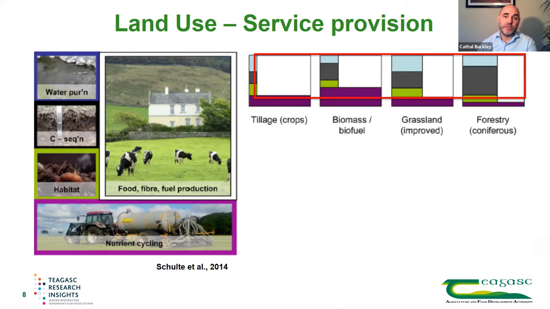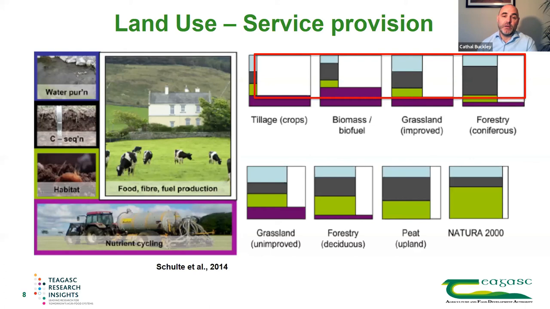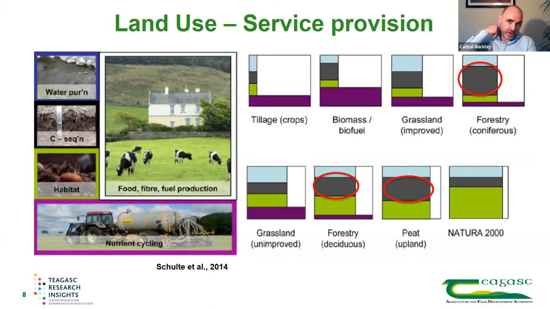So you can see there's a lot of white in those graphics. So these soil types and land uses tend to be better at providing the food, fuel, and fiber element of the goods and services, whereas others, for example rough grazing or native forestry or peatland or nature, have that green there. So they tend to be better at providing more habitat provision than other land uses. And others, for example the forestry, the peatland, and grassland to an extent, have a lot of black in the graphics, so they tend to be quite good at carbon sequestration. So the point is that all different land types are better at providing different goods and services.